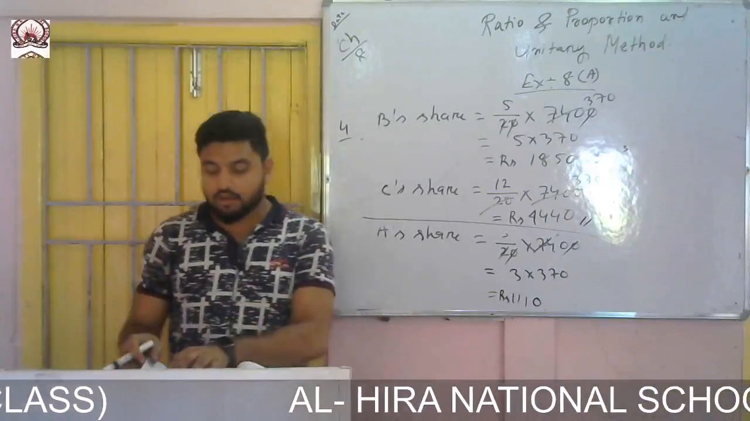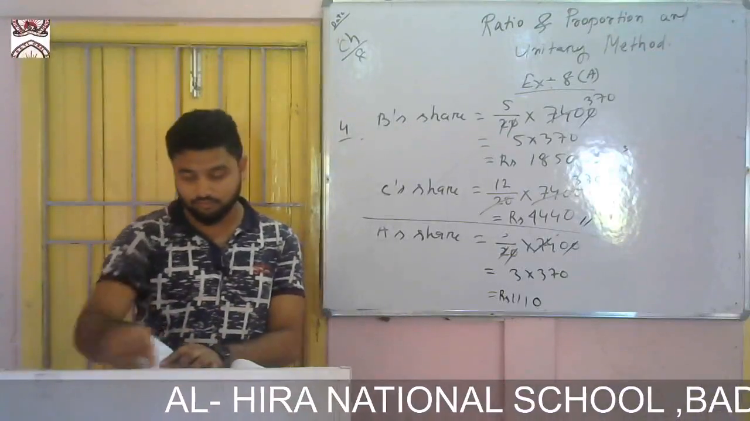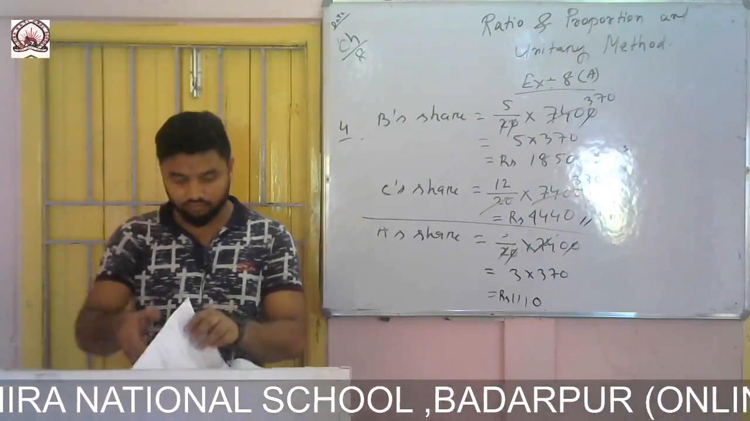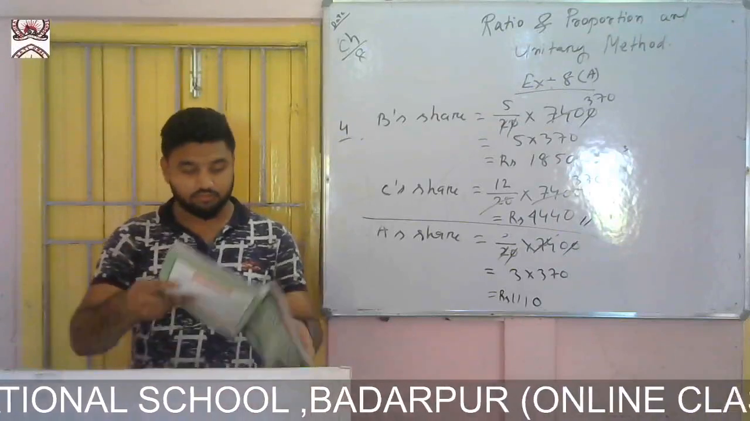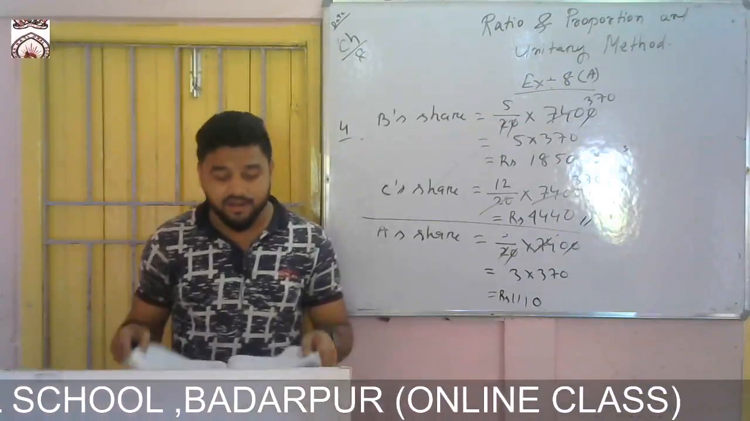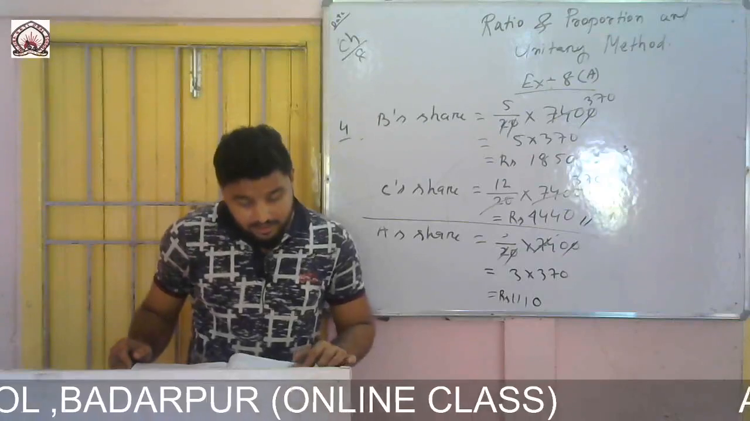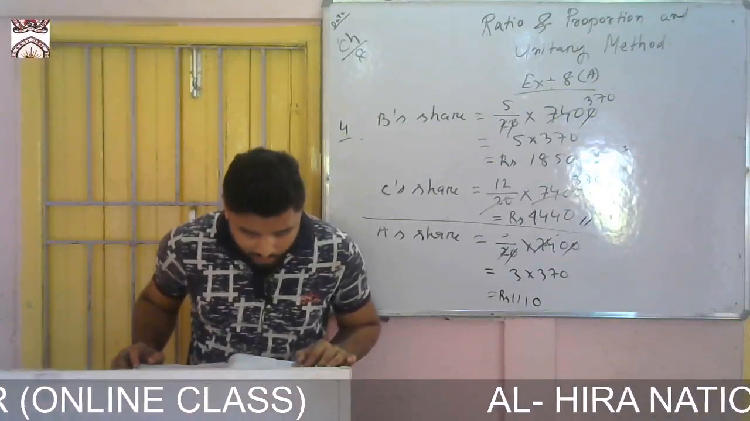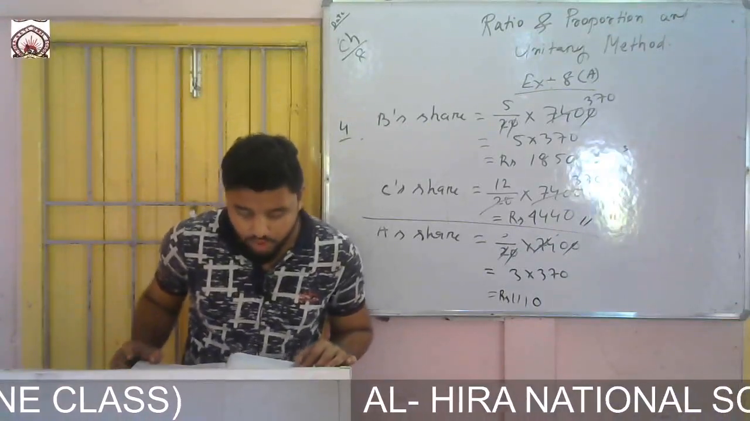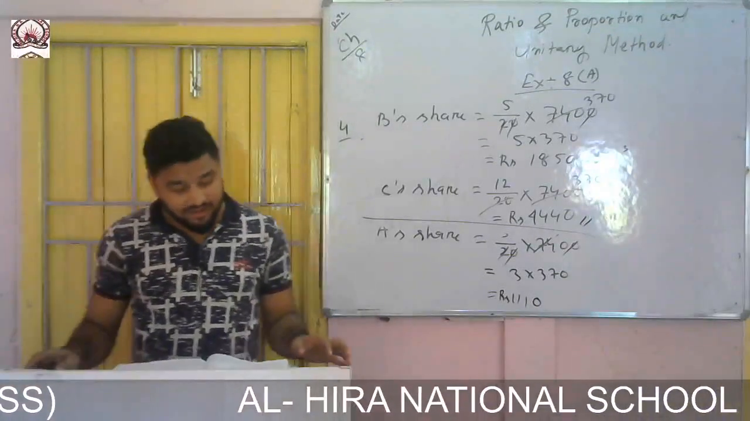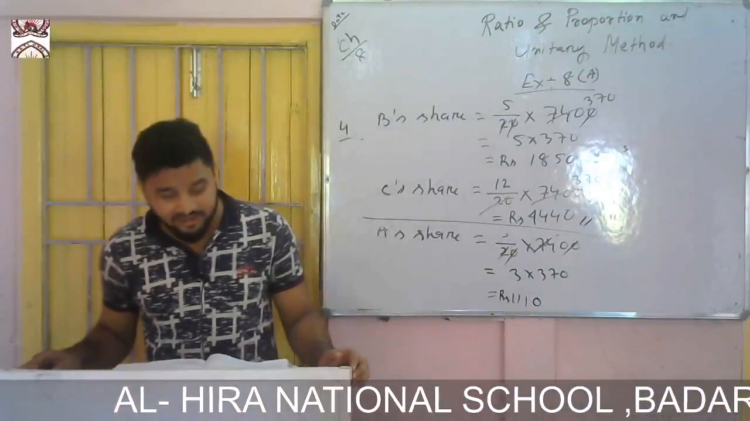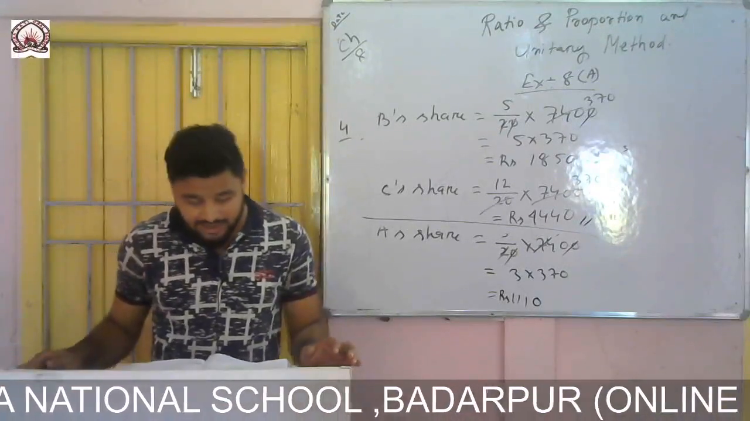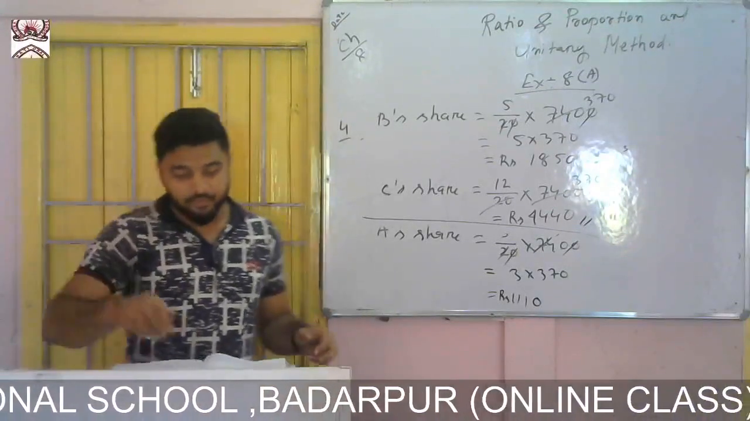Now, divide 104 pencils among 3 children in the ratio 1 by 2, 1 by 3, 1 by 4. Whenever you find the ratios given as fractions, then again, as earlier, you need to take the LCM of all. So see.